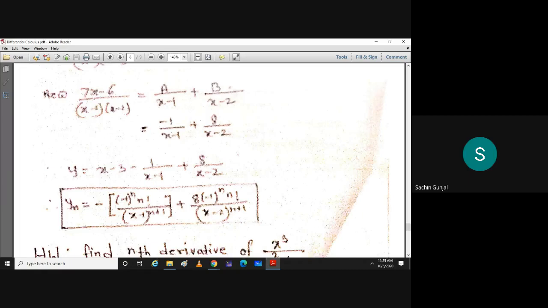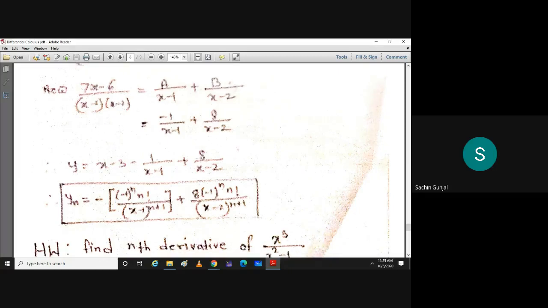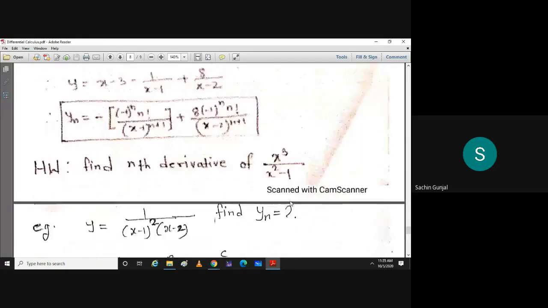So if this is a quadratic polynomial, x square minus 3, suppose, then you write down y1 separately, y2 separately, and then yn. And that is for n greater than or equal to 3. Good.